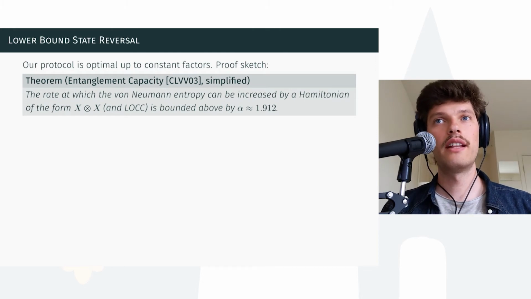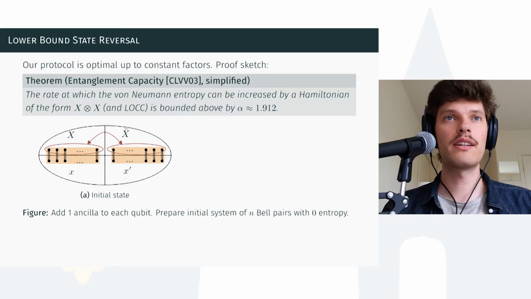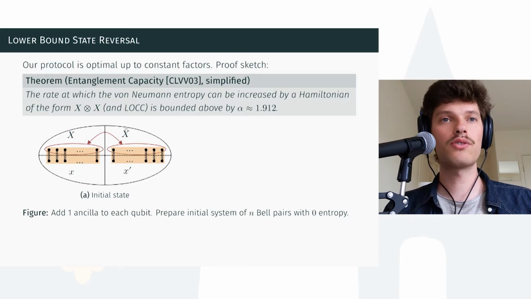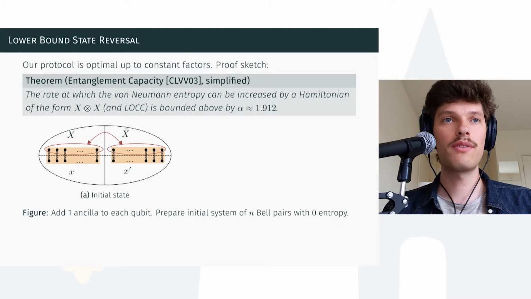And now we construct an instance where this is relevant. So we will construct the following instance where initially we have a system in n Bell pairs. So we have a chain and we add 1 ancilla to every qubit, and we initialize every qubit and its ancilla into a Bell pair. And if we look at the system, then we see that the entropy across a vertical cut is 0.